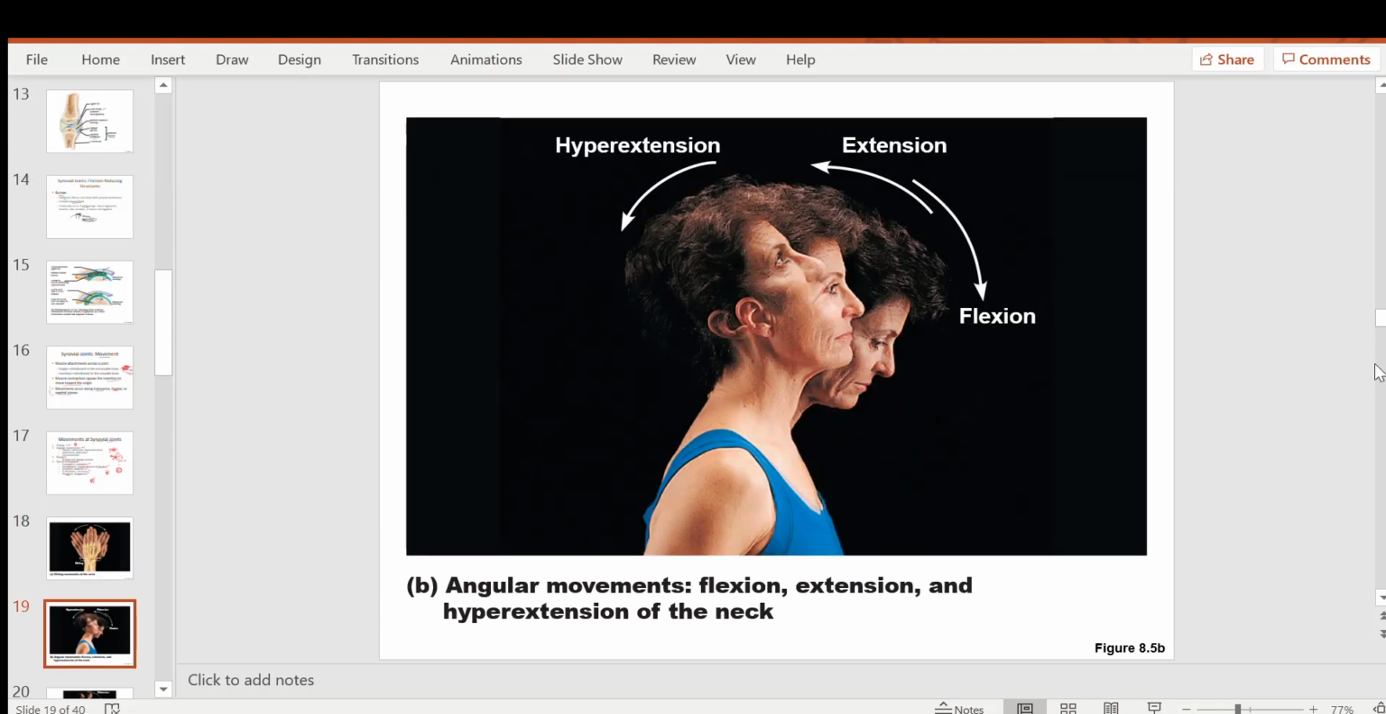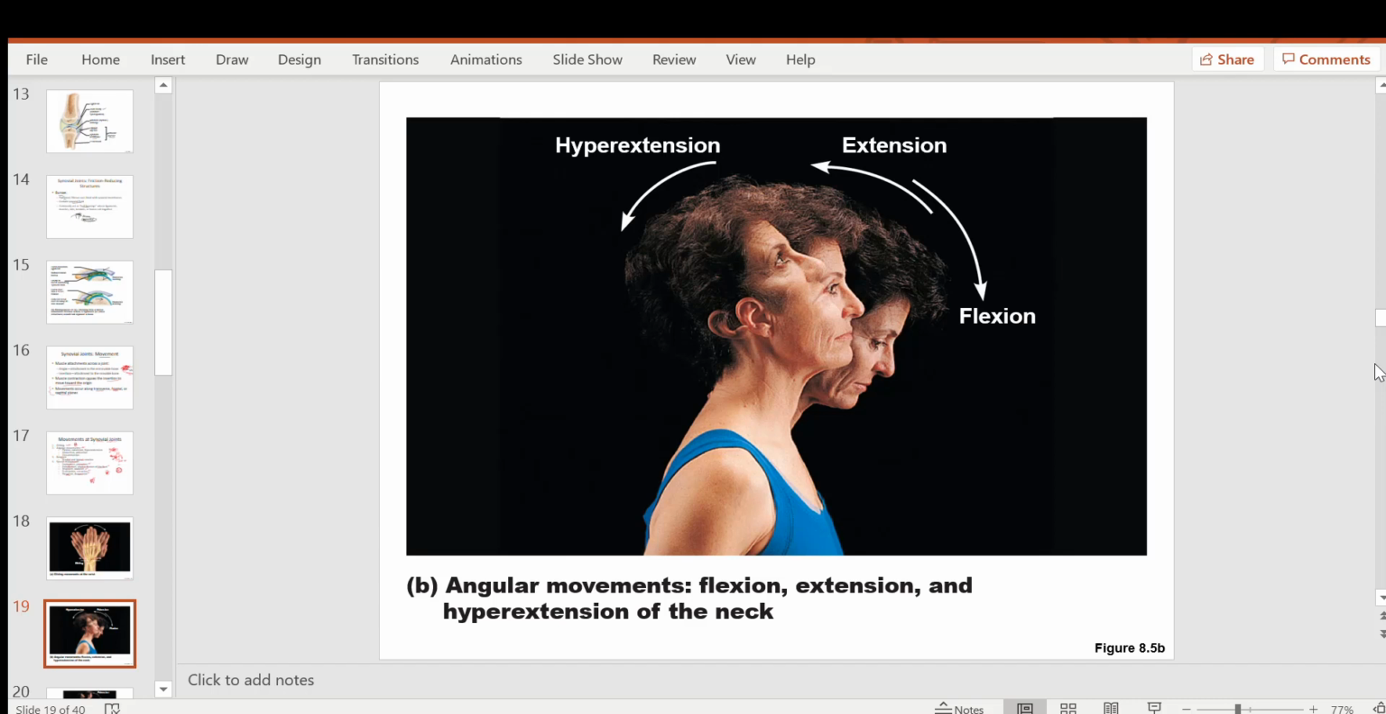is here. You see the flexion extension. As I mentioned, in flexion the angle gets smaller, and in extension the angle gets bigger. Here you can see the flexion of the head and extension of the head. And now there is another movement that is called hyperextension.